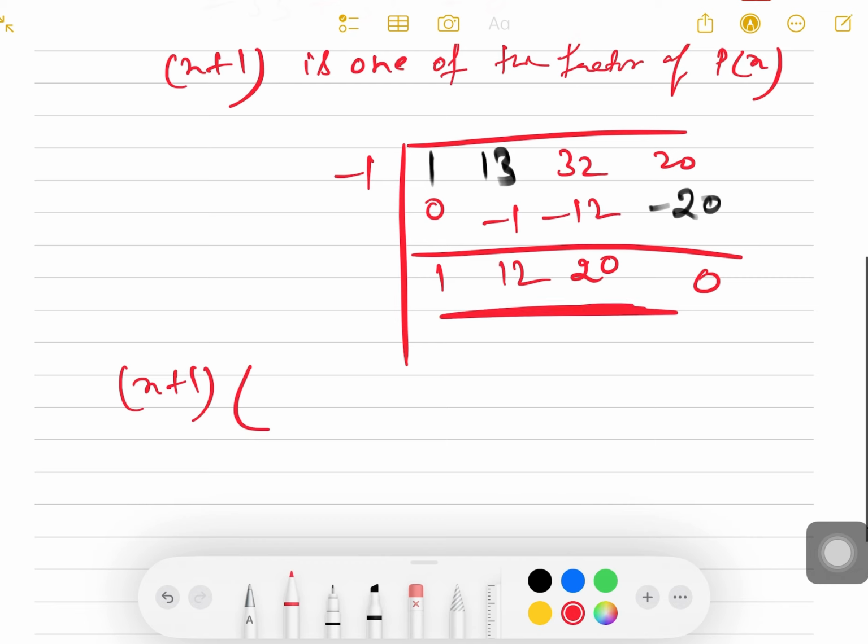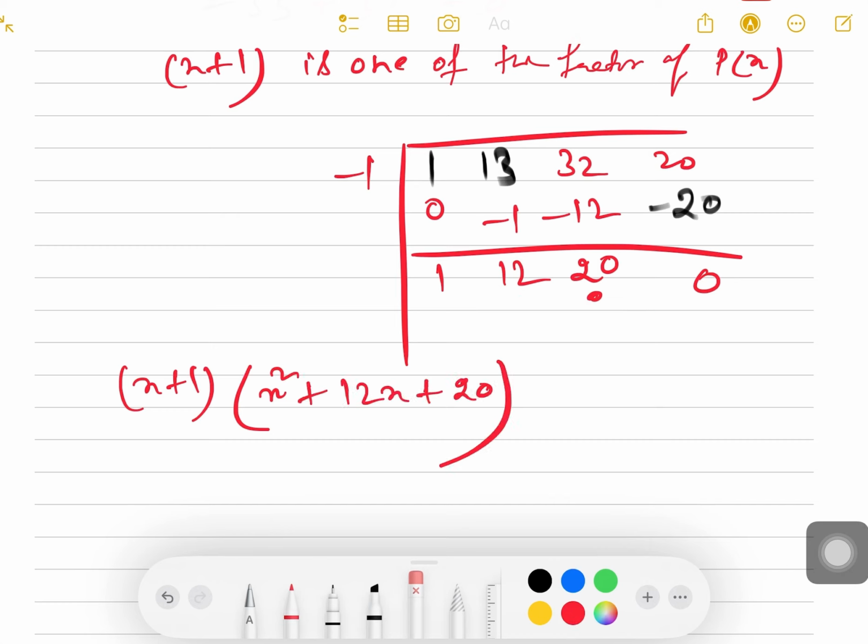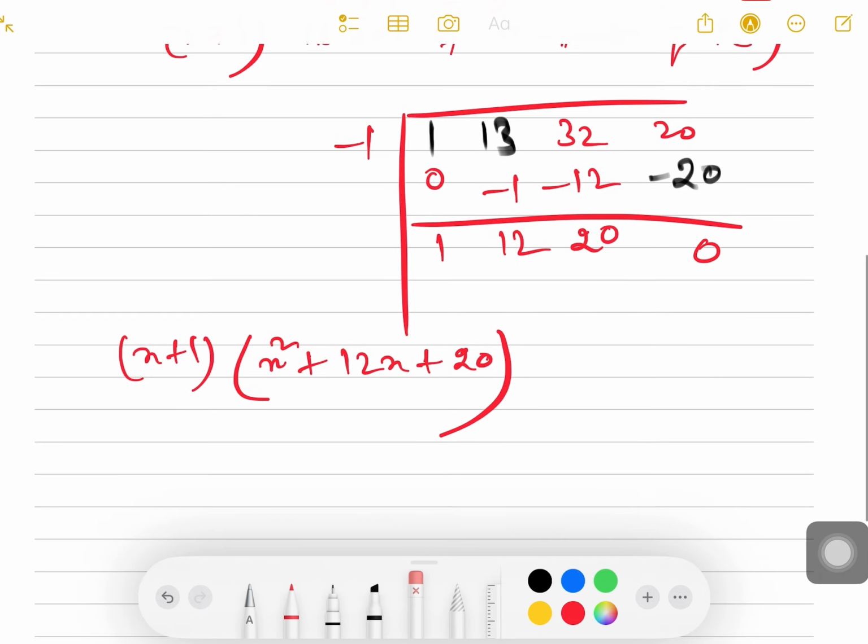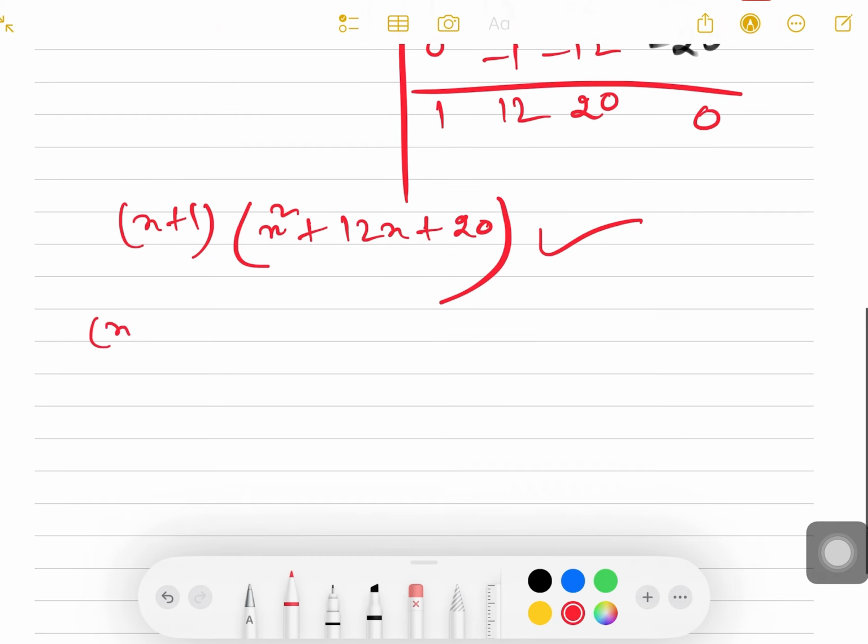One factor we already got is x plus 1, and the other factor we will get from these coefficients: 1, 12, 20. So I will write 1x square plus 12x plus 20. This is always quadratic, so start with x square, then x, and then a constant term. Now x plus 1 is as it is, and the second factor is quadratic, so we can use splitting the middle term for the factorization of this polynomial.